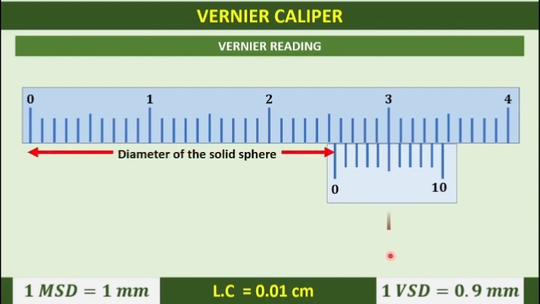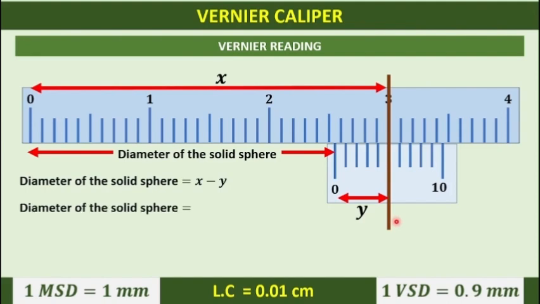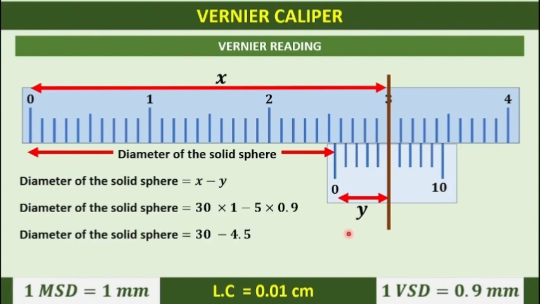Diameter of the solid sphere equals x minus y. What is x? X is the distance of the 0 of the main scale from the coincidence. What is y? Y is the distance of the 0 of the vernier scale from the coincidence. So diameter equals x minus y. X is 30 into 1 mm minus y is 5 into 0.9 mm. So we get the diameter of the solid sphere as 30 minus 4.5 equals 25.5 mm equals 2.55 centimeter.